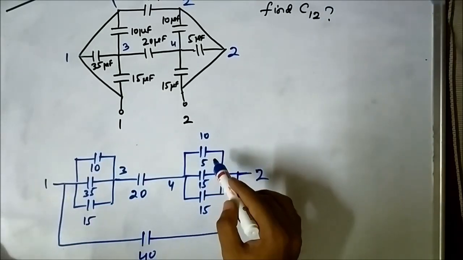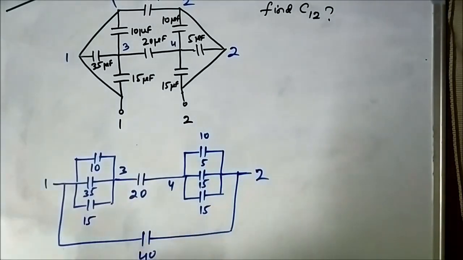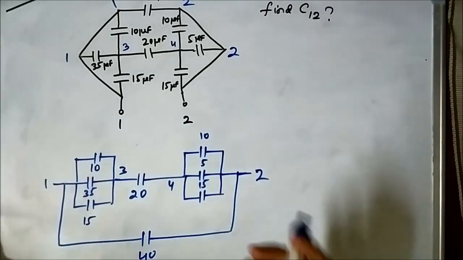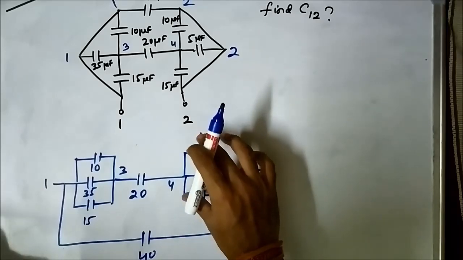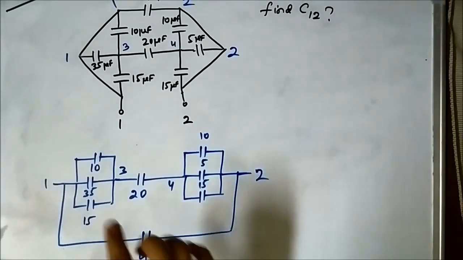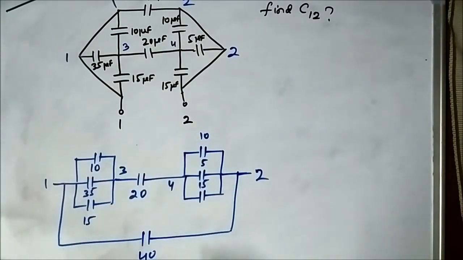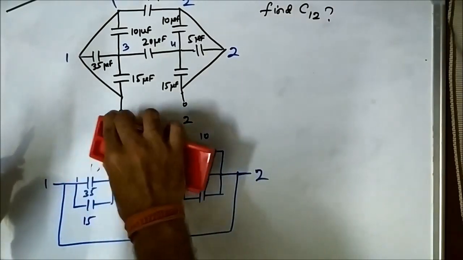These three capacitors, the 10, the 5 and the 15, are also in parallel across 2 and 4, so the equivalent capacitance will also be the addition. So let us just convert it into simpler forms. This is 35 plus 10 plus 15, it will be 60. 35 plus 10 is 45, plus 15 is 60.